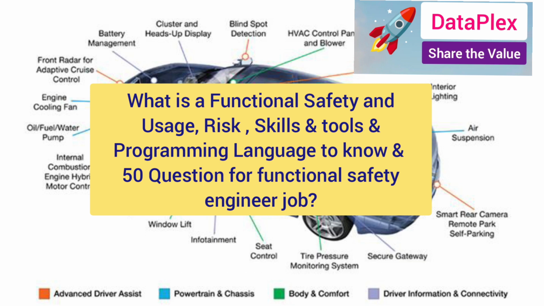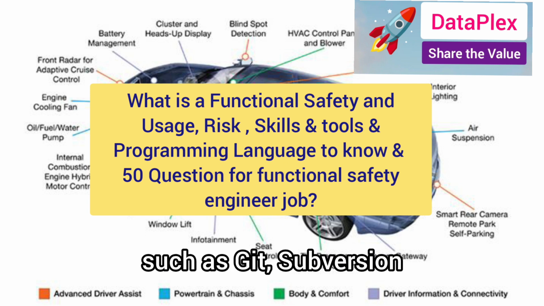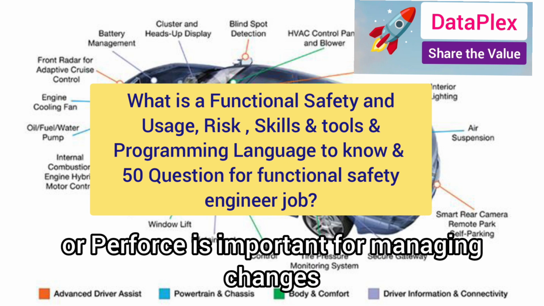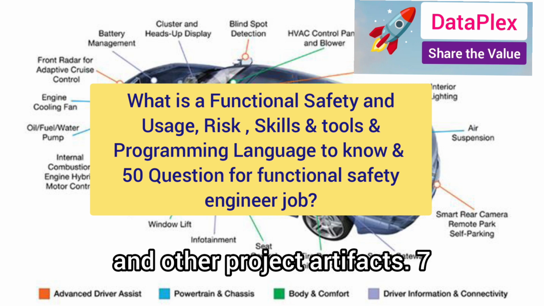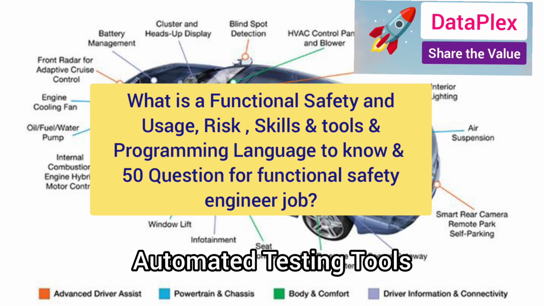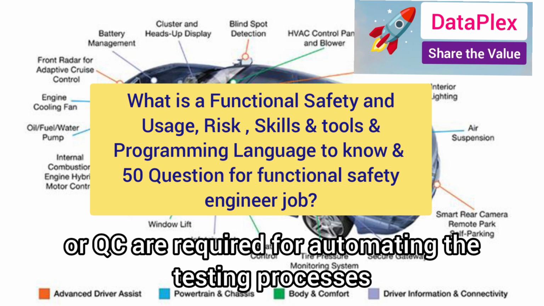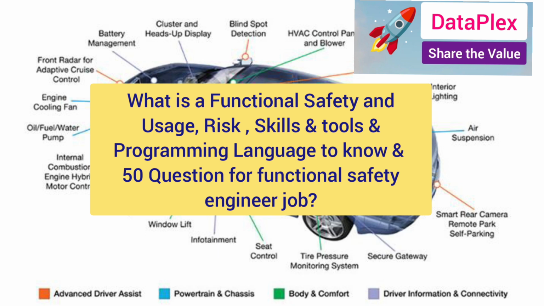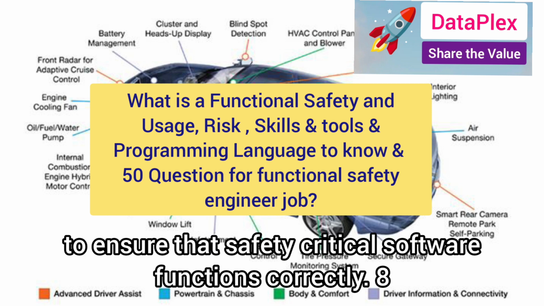Number 6, version control systems. Familiarity with version control systems such as Git, Subversion, or Perforce is important for managing changes to safety-related documents, source code, and other project artifacts. Number 7, automated testing tools. Tools like Jenkins, Selenium, or HP ALM or QC are required for automating the testing processes, including unit testing, integration testing, and regression testing, to ensure that safety critical software functions correctly.